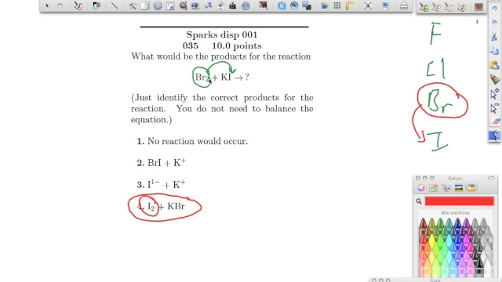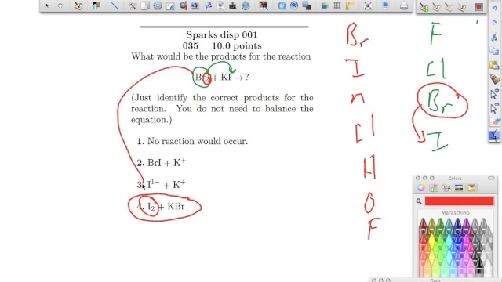One other thing I would point out is remember that when we have elements by themselves, we have to check and make sure, are they a part of Brinclhof? Remember that Brinclhof represents bromine, iodine, chlorine, fluorine, hydrogen, oxygen and nitrogen. Okay, it's BrINClHOF, and remember that they are the diatomics. So when they're by themselves, they get a 2. Okay, just a little extra add in here. Main thing here, a single replacement reaction will happen. Correct answer is iodine by itself with a 2 because it's a diatomic, and potassium now bonded to bromine.